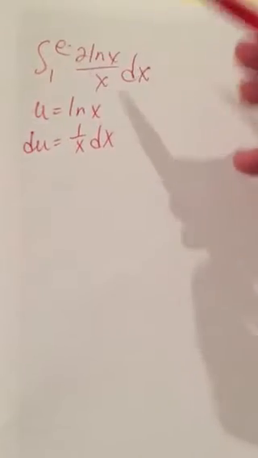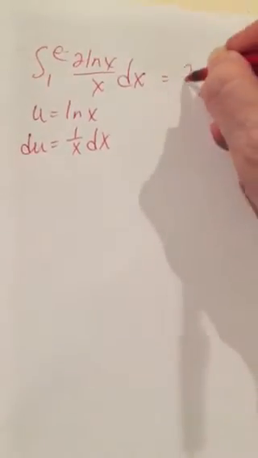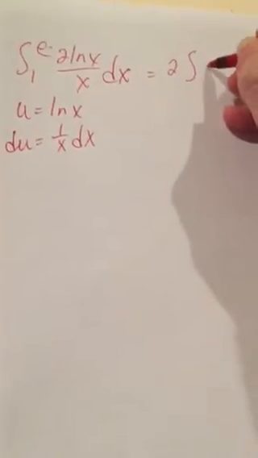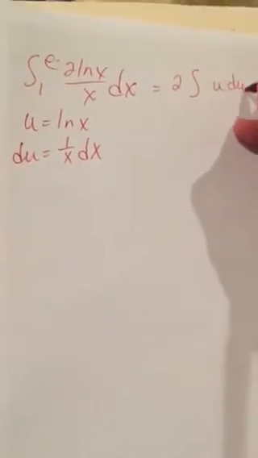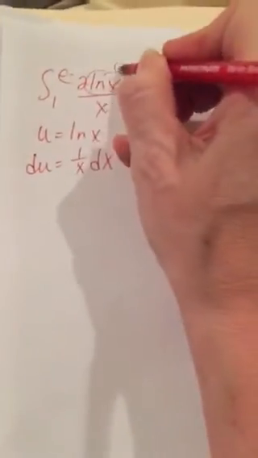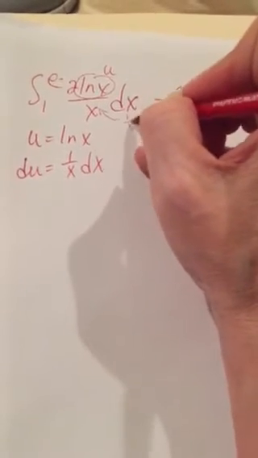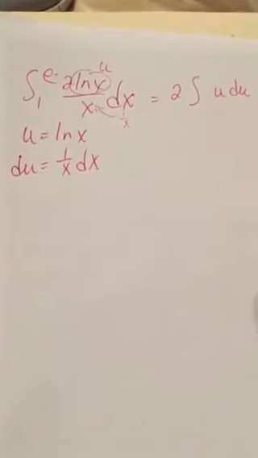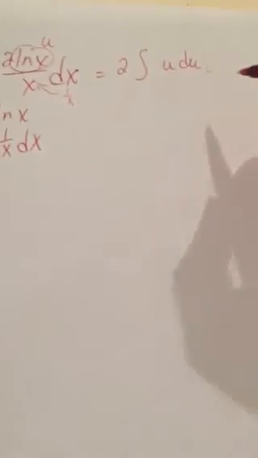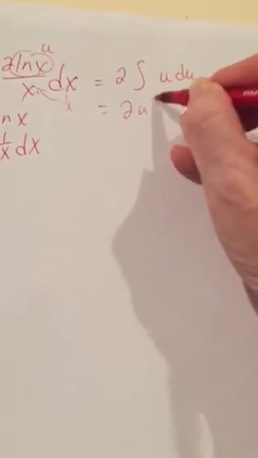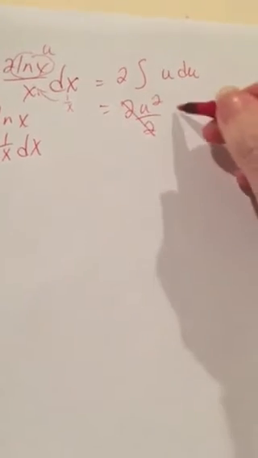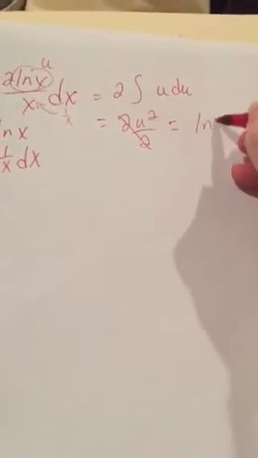Notice I do have an extra 2, but that doesn't matter. I can just pull that out front. And then I can do u du. Notice, this is my u. And then the x here on the bottom, remember, that's really 1 over x. So now I can do the antiderivative. U squared over 2. The 2's actually cancel, so that's nice. And then I plug in.